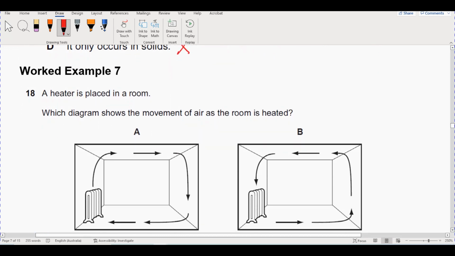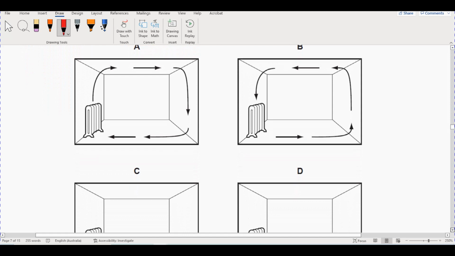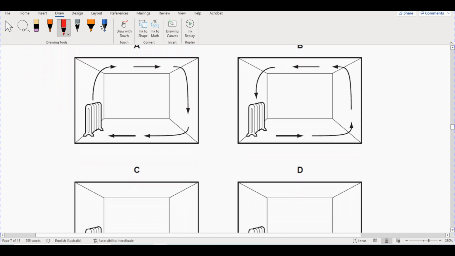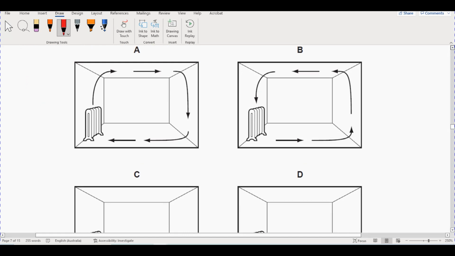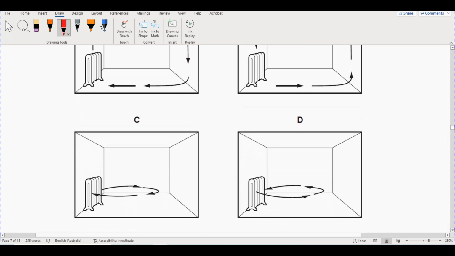Where should a heater be placed in the room? Which diagram shows the movement of air? Okay, have a quick look at this one. I will give you some time to determine this. I'm not going to pause the video, but you might take 30 seconds to have a quick look.